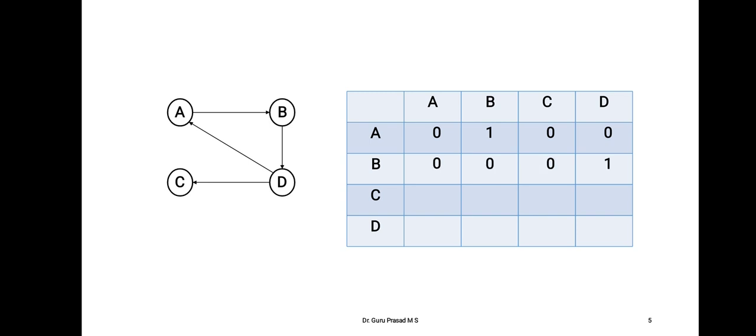Next, come to the vertex B. Vertex B has only one outgoing edge, that is from B to D. So the B to D value is 1 and all other values are 0. Next, vertex C. From vertex C there are no outgoing edges, so all the values are 0. From vertex D, there are two outgoing edges, D to A and D to C. So D to A value is 1, D to C value is 1, and the remaining values are 0.